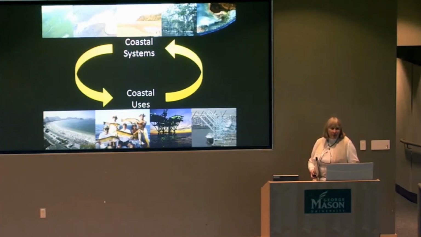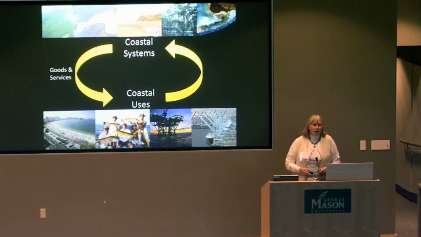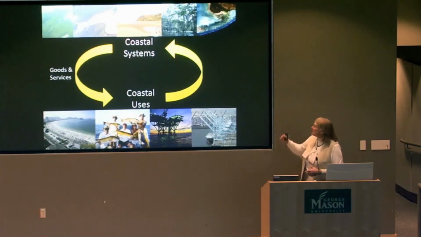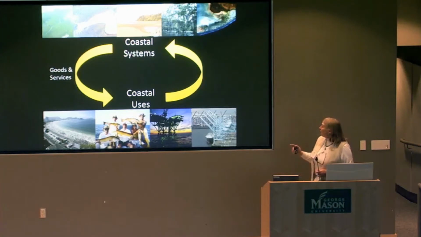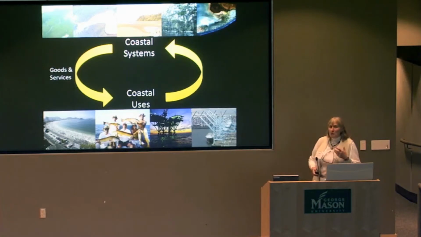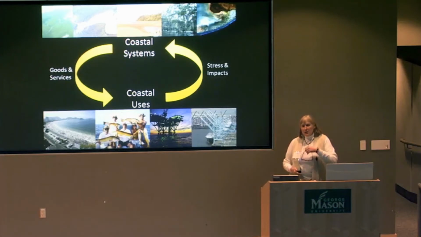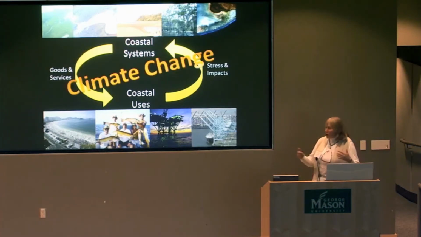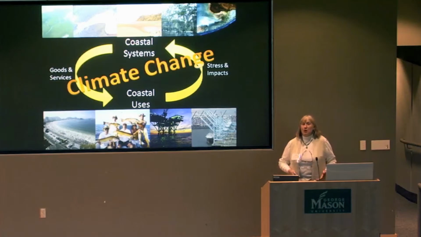In terms of the parlance of the day, we would suggest that coastal systems provide natural or ecosystem goods and services that people use, like recreation, which is an obvious one, pictured here. But with that comes the idea that those coastal uses also provide stresses and impacts to those natural systems. So this is the balancing act that we are trying to manage here, and this is the interplay between the two that we mustn't forget. And then, of course, we have overlaid over the top of this the idea that the systems are changing.